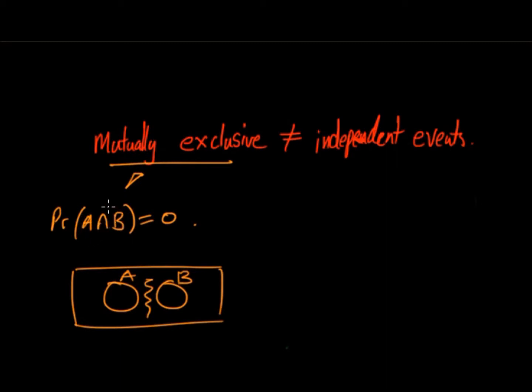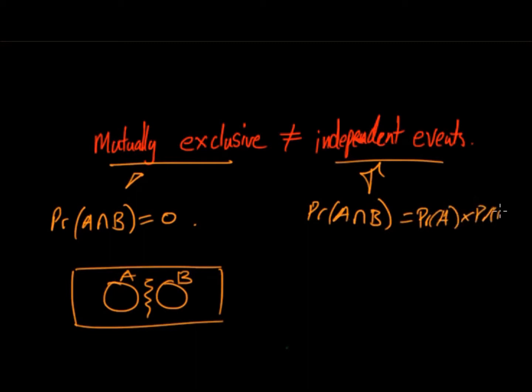An example is if you're enrolling in a subject and you can't do both at once, then those could be mutually exclusive events. However, independent is different. They can still occur at the same time. If you look at the formula, the probability of A intersection B is equal to the probability of A times the probability of B. So they can occur at the same time. However, they don't affect each other.